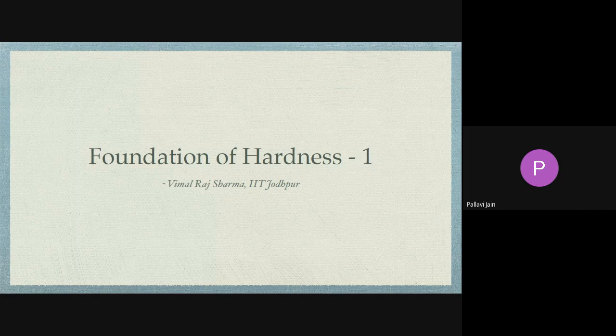The title of the talk is, as you can see, Foundation of Hardness. Hardness of a problem can be of multiple types. It can be hardness of time, where we prove that some problems are hard in the sense that you cannot have a polynomial time algorithm for them.